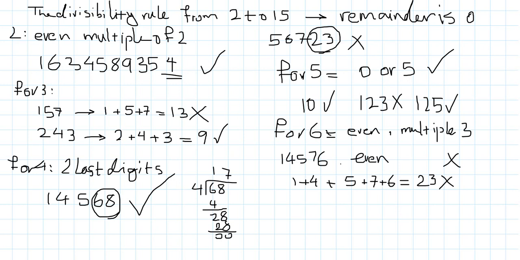Okay, let's check another number: 2, 3, 4. At first it is even. At the second step, 2 plus 3 plus 4. 2 plus 3 is 5 plus 4 is 9. 9 is divisible by 3, so it can be divided by 2 and 3, so it can be divided by 6.